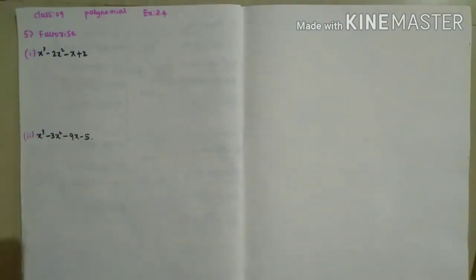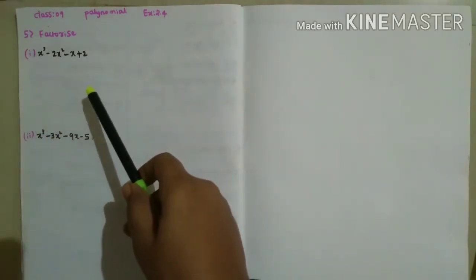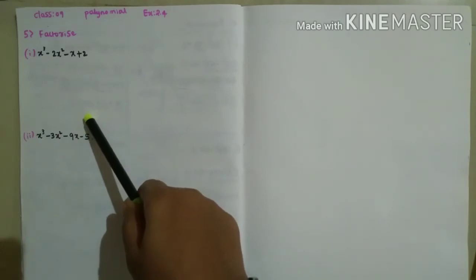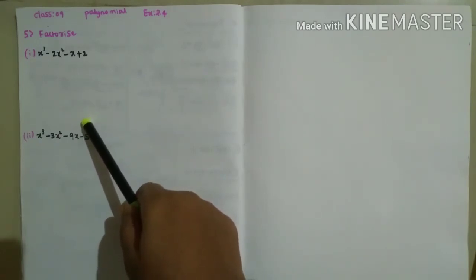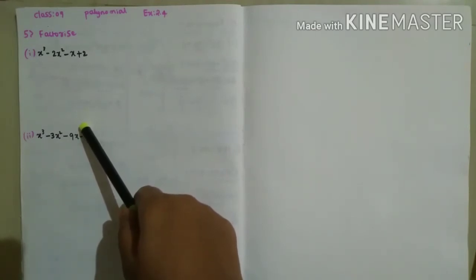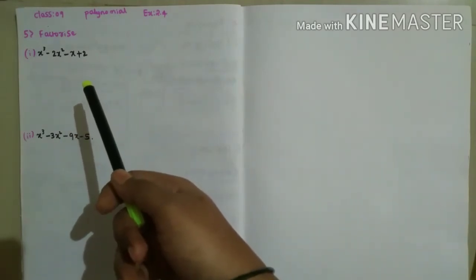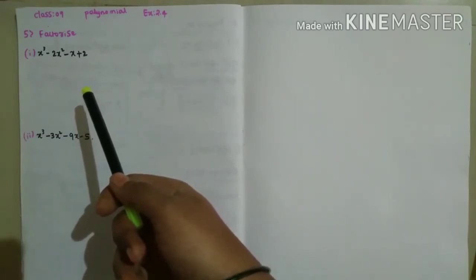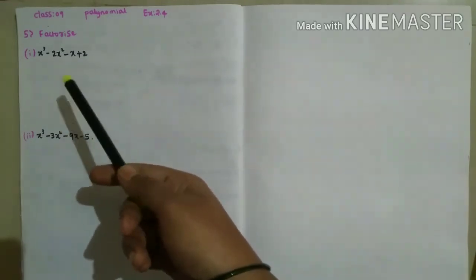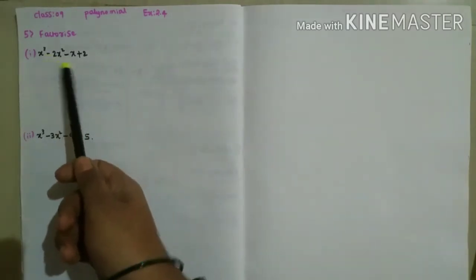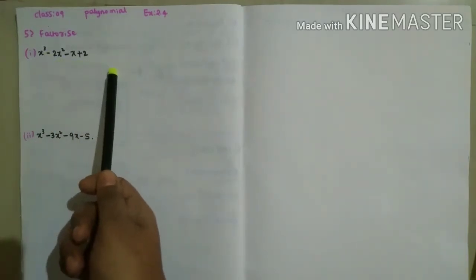And one more thing, see, the number of solutions or number of factors depends on the degree of the polynomial. Remember that. A linear polynomial, a polynomial of degree 1, has only one solution and one factor. A quadratic polynomial, degree 2, has 2 factors or 2 solutions. And if it is degree 3, it has 3 factors and 3 solutions.